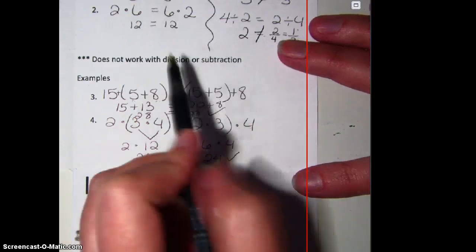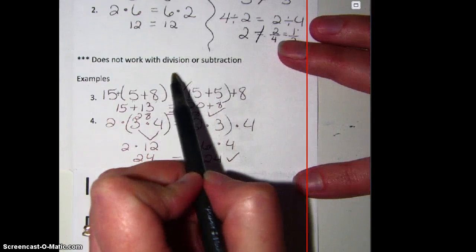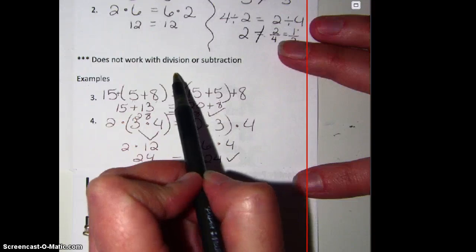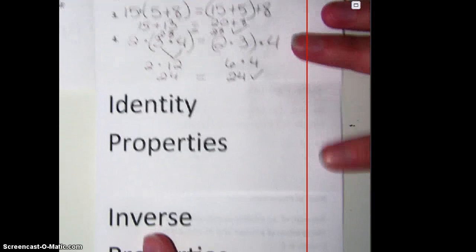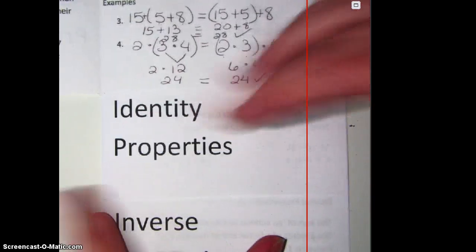However, did you notice up here it said the same thing? Does not work with division or subtraction. I'm going to keep going. Let's move on to the identity property. Let's take a look at its definition.